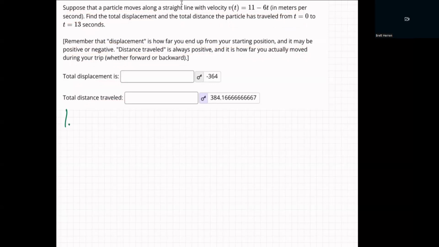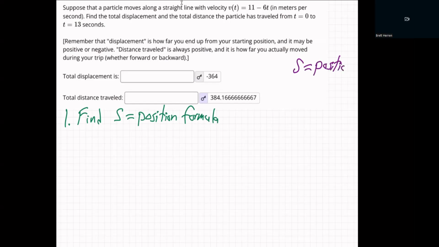So step one, find S equals the position formula. Remember the relationships that exist. You have position, which we call S, and then V, which is velocity, or speed with a direction, then A, which is acceleration. We're not going to really need to deal with acceleration on this problem.